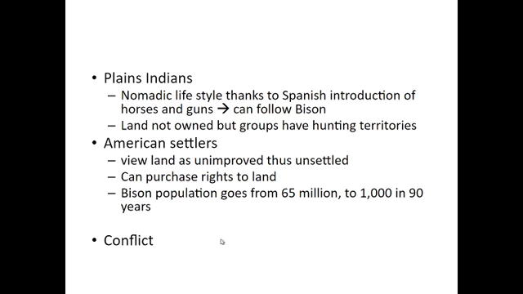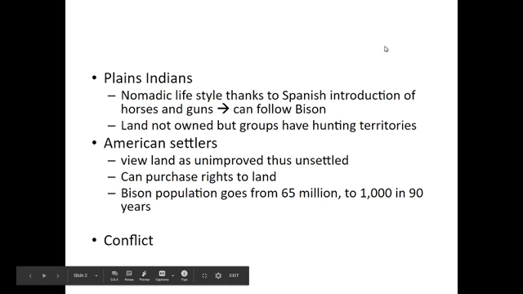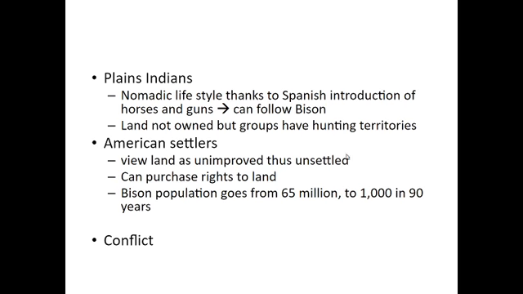And there is this conflict between the two, right? Because the Plains Indians are already there. The American settlers want to come there. And there's a conflict philosophically as well. Many American settlers view this land as unimproved, kind of left alone, natural. And so they felt like they could take it over and turn it into something.